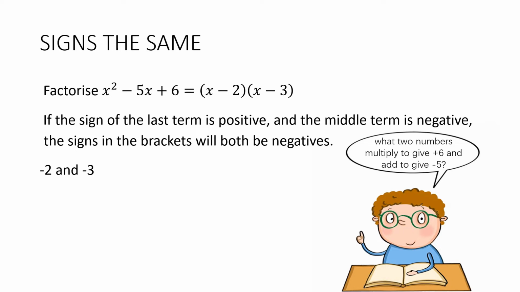You might be saying, well, how do they add to give negative 5? Well, we go negative 2 plus negative 3. And remember, plus and a minus next to one another makes a minus. So negative 2 take away 3 is negative 5.